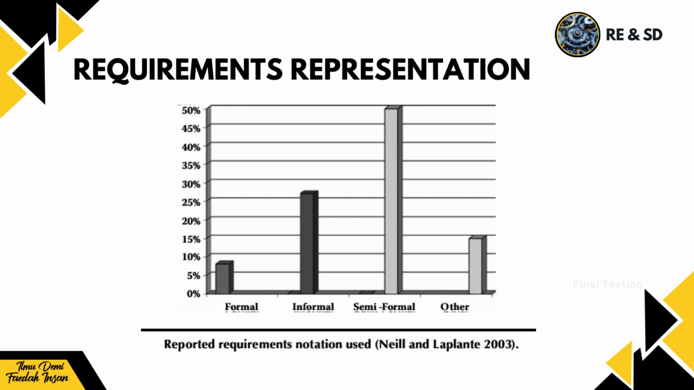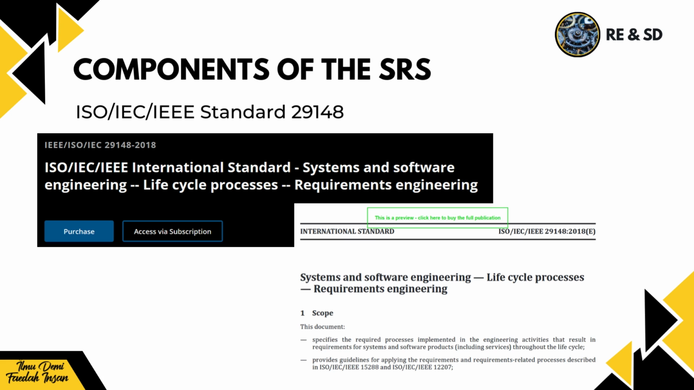Based on a survey conducted by Neil and Laplant in 2003, we can see that semi-formal methods are the most widely used for requirements notation, with informal methods also being quite prevalent. Formal methods are less utilized, accounting for under 10% of reported usage. It is important to note that an SRS will generally be composed of more than one type of representation. For instance, even if we are representing our requirements with UML, we will still need to use natural language to explain these diagrams. Now, you might be wondering what we should include in an SRS.